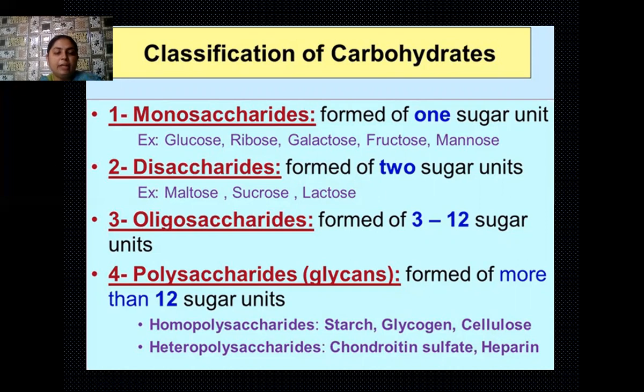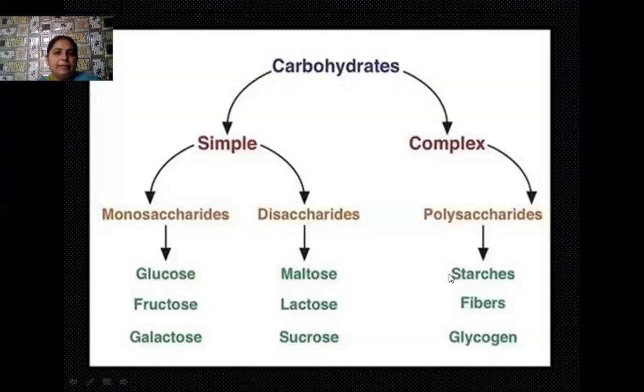One thing you have to keep in mind is that these polysaccharides may be homopolysaccharides or heteropolysaccharides. Among the examples of homopolysaccharides, we have starch, glycogen, and cellulose. Among the examples of heteropolysaccharides, we have chondroitin sulfate and heparin. You know very well, heparin is a kind of chemical which is present in your blood, and it is responsible for the clotting of your blood.